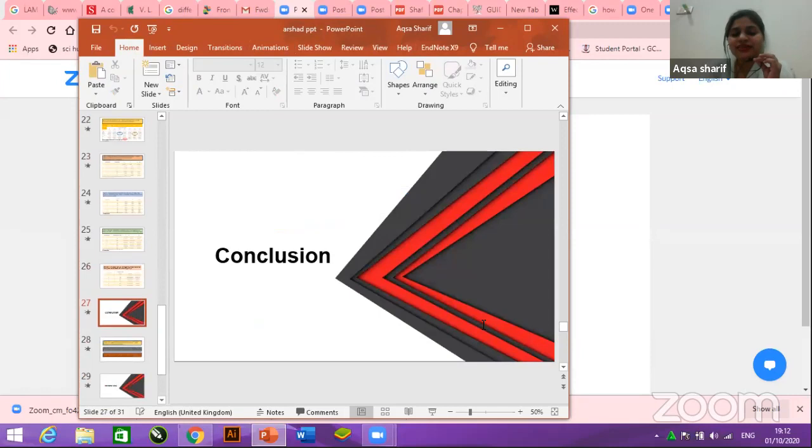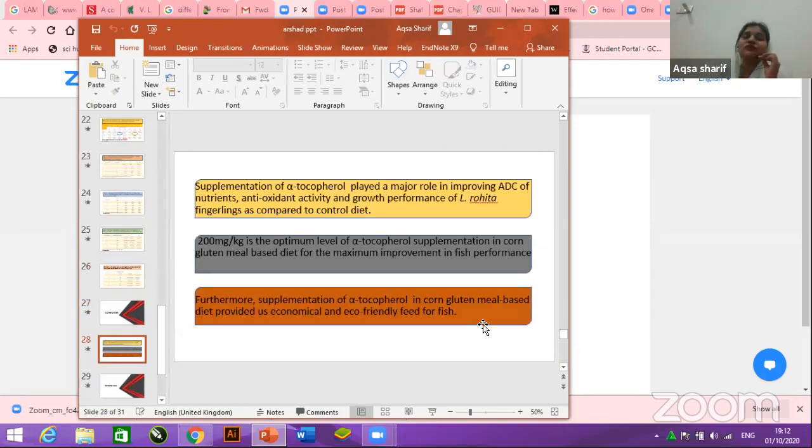And now here is the conclusion. So the first conclusion of my research was that supplementation of alpha tocopherol, vitamin E, played a major role in improving apparent digestibility coefficient of nutrients, antioxidant activity, and growth performance of Labeo rohita fingerlings as compared to the control diet.